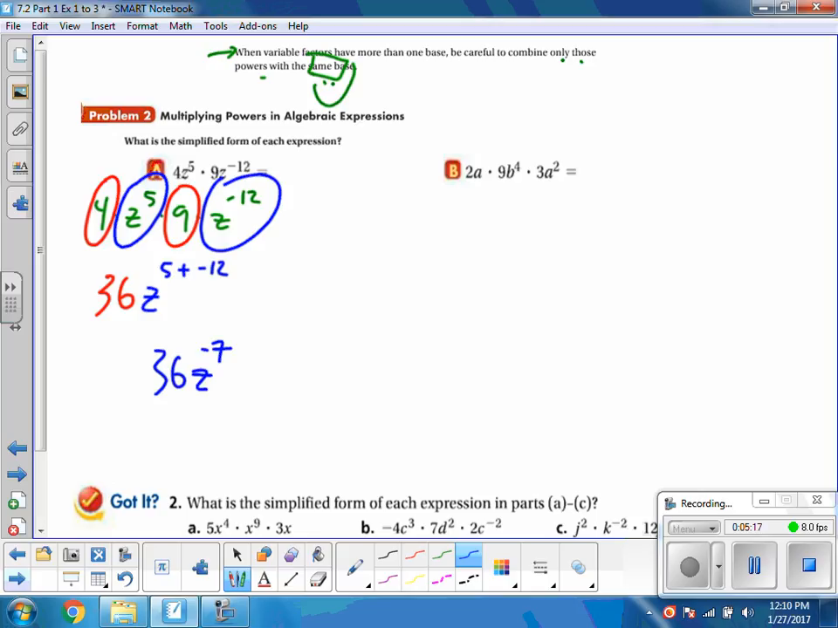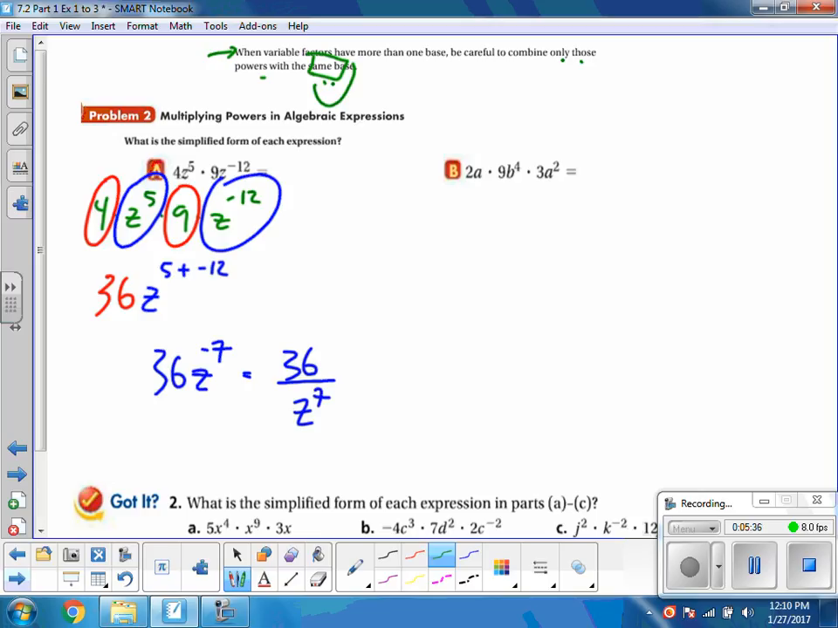Yeah. Okay, so now this changes things a little bit, because remember, we don't really want to leave that alone like this. You can also write this as 36 over z to the 7th, because a negative exponent doesn't mean it's negative. It just means that it's small, or little, as I like to say.